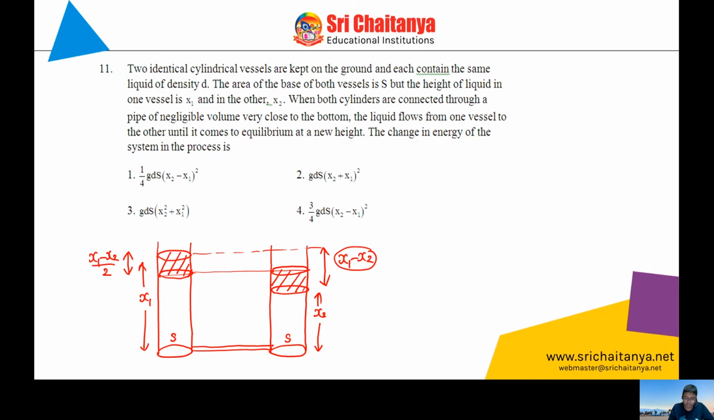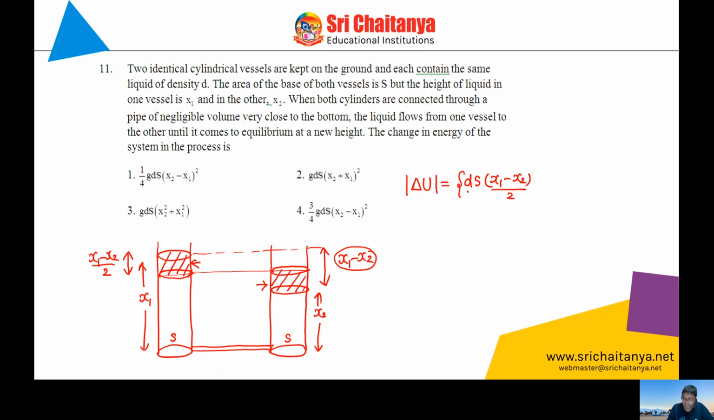So the change in gravitational potential energy, delta U, and I will simply write the mod of it, since it is definitely decreasing, would be the mass of the shaded part which has effectively moved from this position to this position here. What would be the mass of this shaded part? The density is given to us as D, the cross-sectional area is S, and its height effectively is nothing but x1 minus x2 by 2. So this is basically the mass.